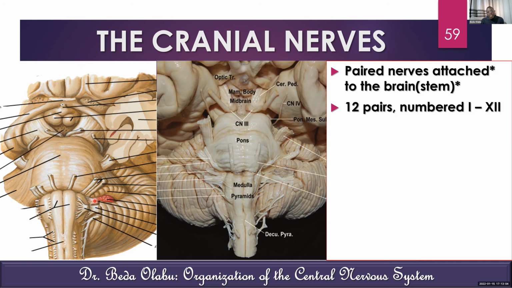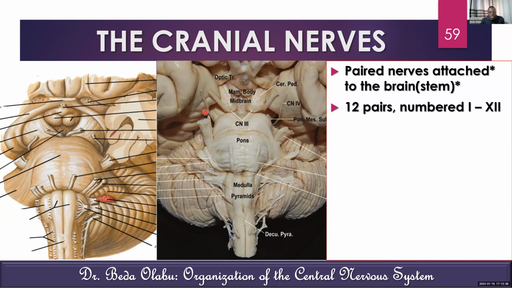Remember, number 9, number 10, and number 11 are all found within the retro-olivary sulcus from superior to inferior in that order. The 12th cranial nerve is this one here. We call it the hypoglossal nerve. The hypoglossal nerve exits the brainstem between the pyramid and the olive. That is the anterolateral or ventrolateral sulcus. This 12th cranial nerve is called the hypoglossal nerve.